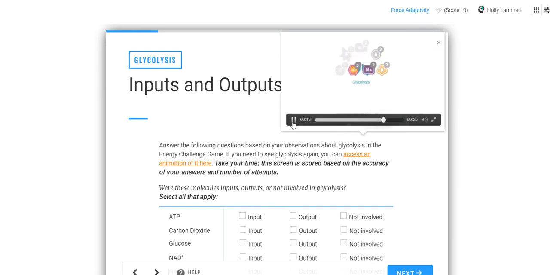So I'm going to pause it. That was a lot that just happened. Okay, so that was everything that went in. Pause. So now we're going to put energy into the reaction, that's the ATP. We're going to put glucose in. Pause. And we're going to put in our electron carrier.